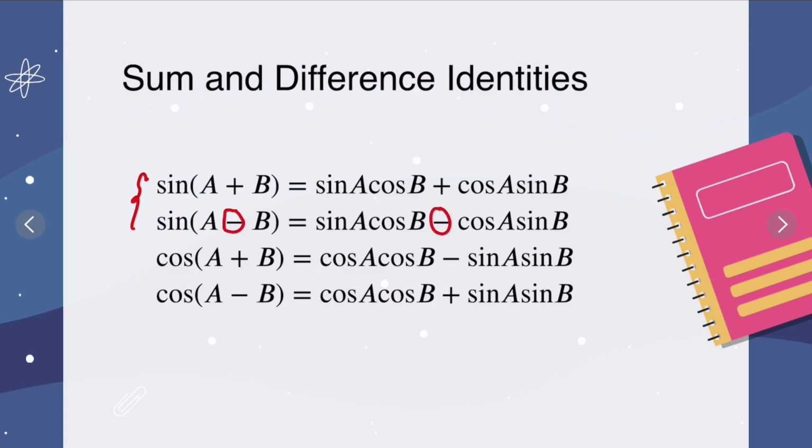Now for cosine of a plus b and cosine of a minus b, what we will be having is cosine of a times the cosine of b. And for the operation, you just have to get the opposite. So if it's addition here, then the operation that we will use is subtraction. If it's subtraction, then the operation that we will use is addition. And we also have to get the product of sine a and sine b.